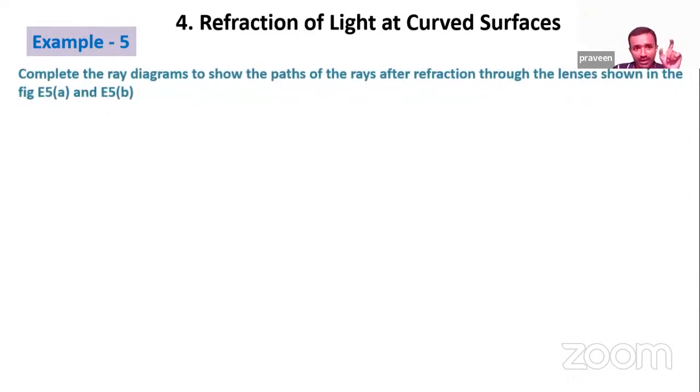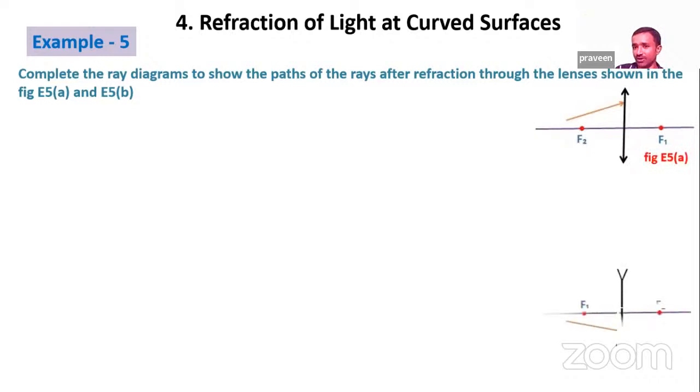Okay. So here: complete the ray diagrams to show the paths of the rays after refraction through the lenses shown in figures E5A and E5B. How do we do it? Look at that. The figures E5A and E5B are given in your textbook like this. Then I'll draw that on my paper, copying the same diagram.